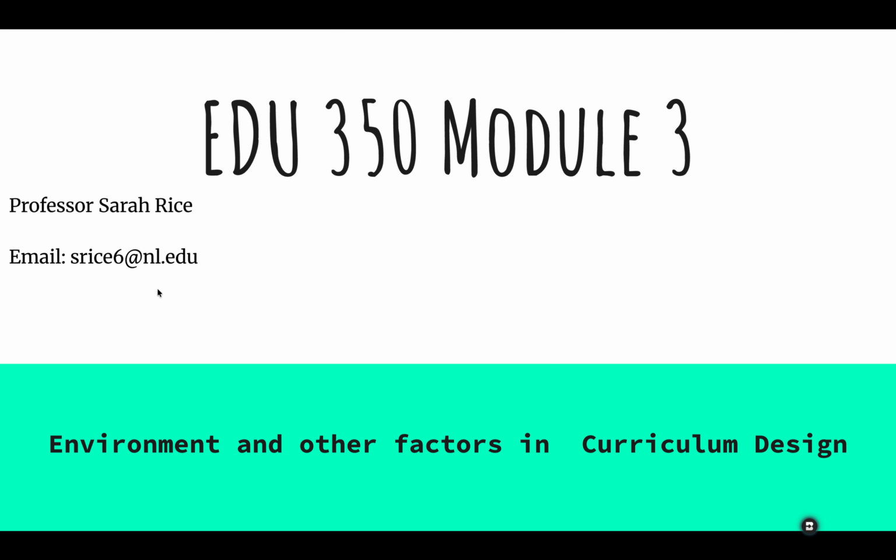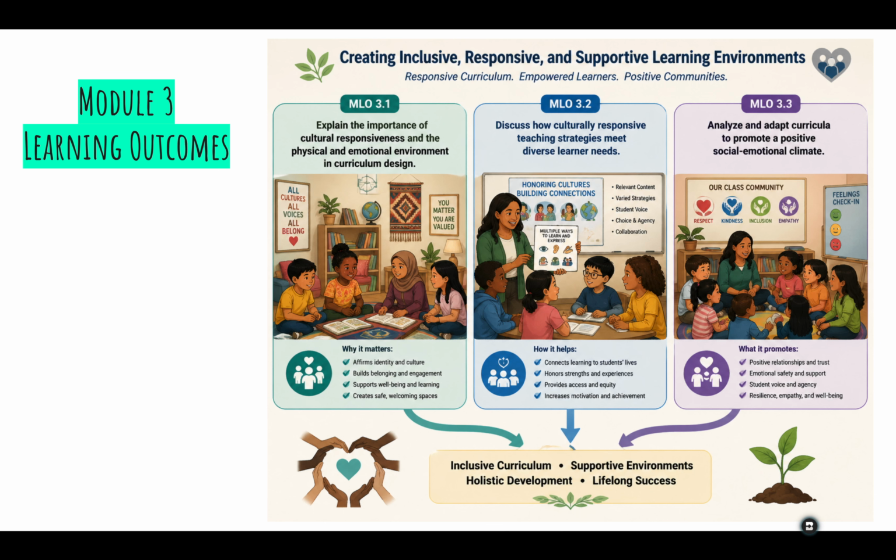This module is about environment and other factors to consider in curriculum design. In this module, we have these 3 learning outcomes: explain the importance of cultural responsiveness and the physical environment in curriculum design, discuss how culturally responsive teaching strategies meet diverse learner needs, and analyze and adapt curriculum to promote a positive social and emotional climate.